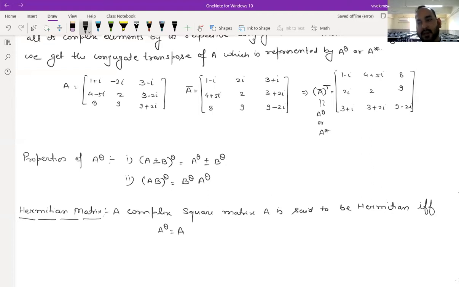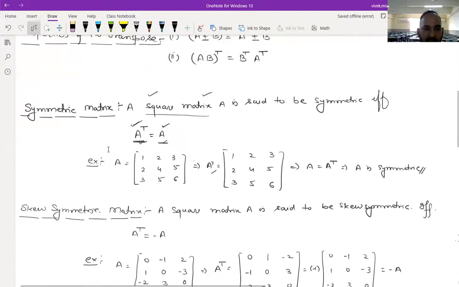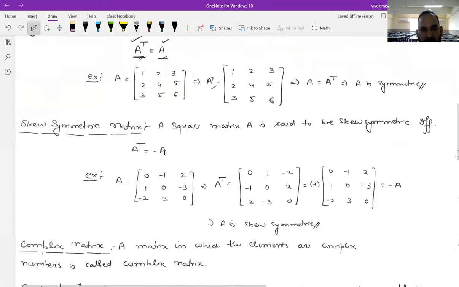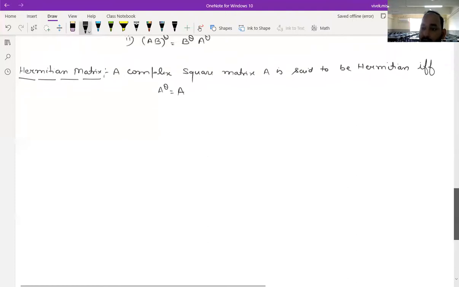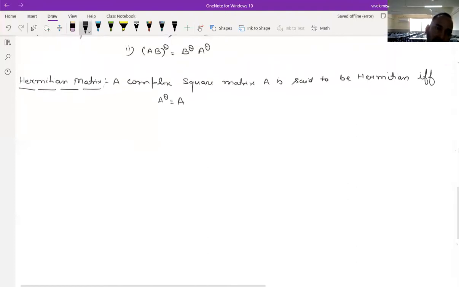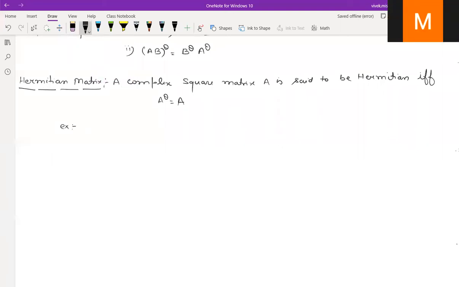Complex square matrix. अभी देखो ये it's quite analogous definition of symmetric matrix. Symmetric matrix में क्या कह रहे थे आप? A square matrix A is said to be symmetric if A transpose is equal to A. यहाँ Hermitian में आप कह रहे हो complex square matrix A is said to be Hermitian if and only if A theta is equal to A. मतलब Hermitian is a similar concept for complex matrix as symmetric is a concept for real matrix. Agree? Yes, sir.